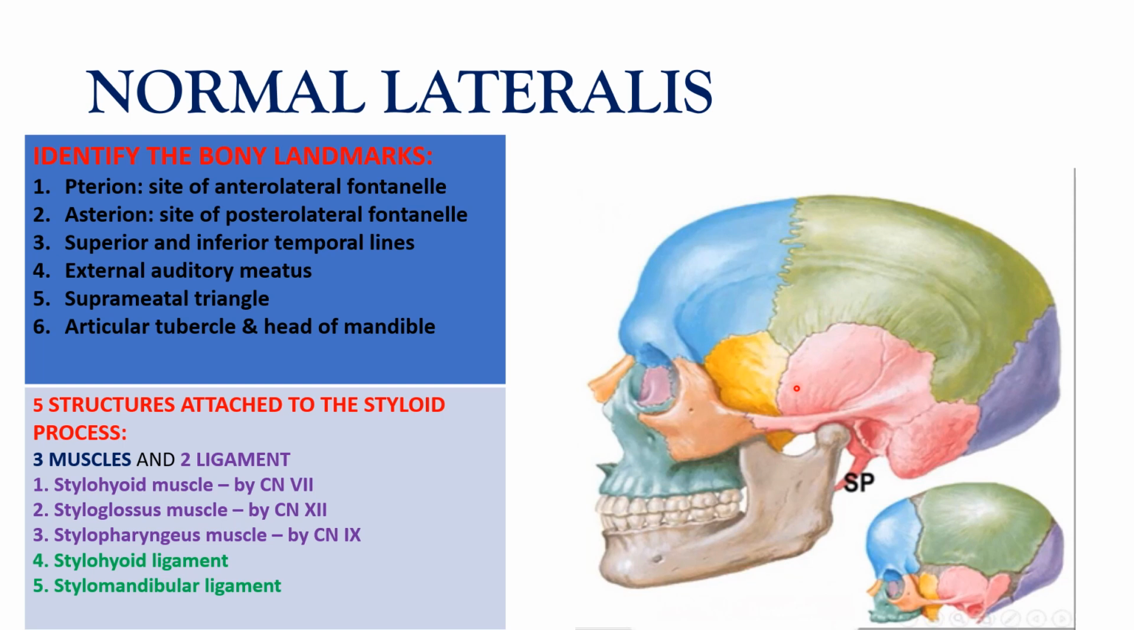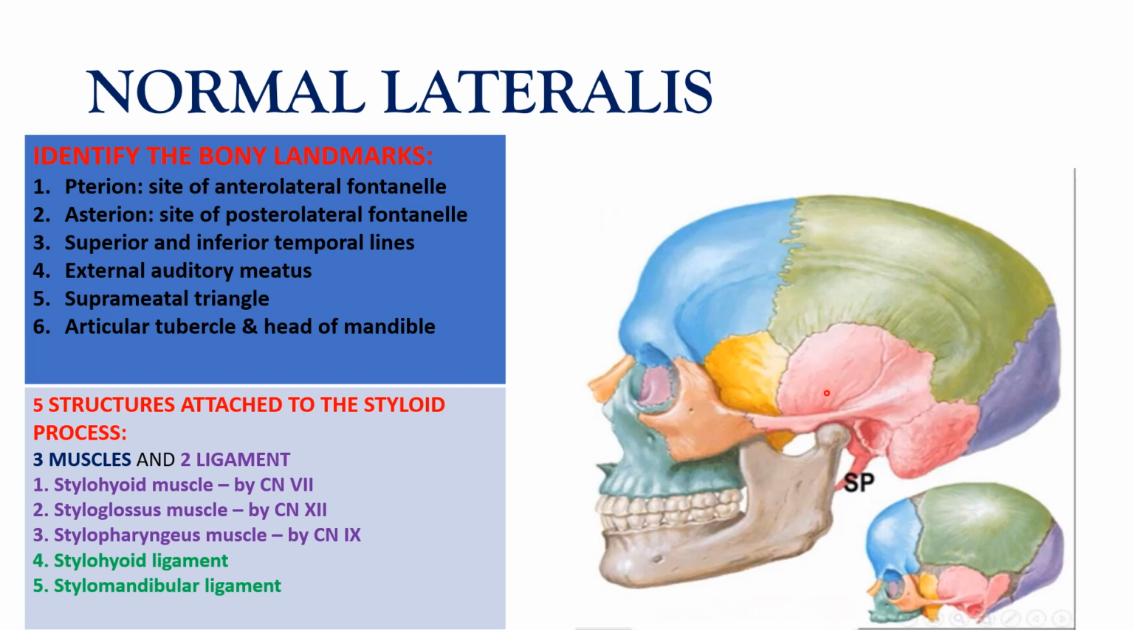Again, what is the clinical significance of the pterion? The pterion overlies a very important blood vessel called the anterior branch of the middle meningeal artery. Once the pterion is fractured, the blood vessel can be injured, which can lead to an epidural hematoma.